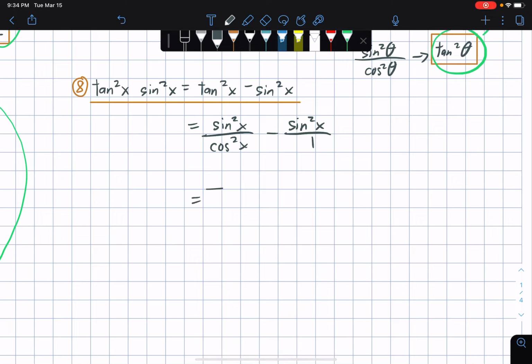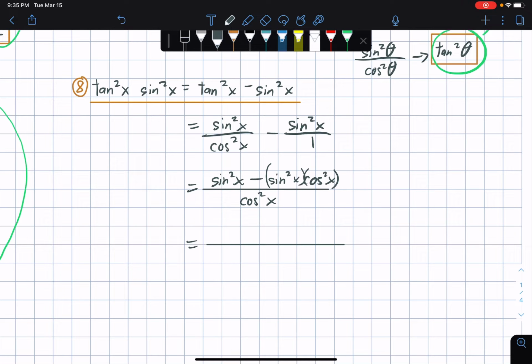Now, we have to find the common denominator. So cos sine raised to 2x, just copy what we have in here. And for the other side, sine raised to 2x times cos raised to 2x. Let's put parentheses for this for distinction. Now, let's just make it quite organized. Okay.